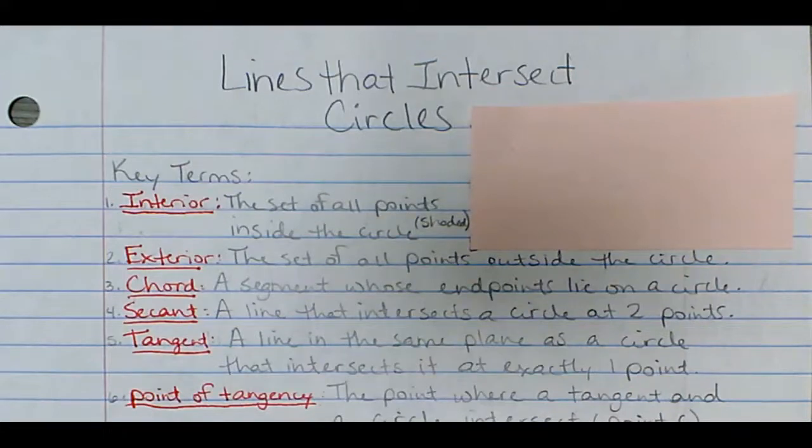If you haven't done so already, please take out a sheet of notebook paper. Because we can't make copies, we're going to make do with what we have. We're going to copy down our notes on notebook paper today, and we'll glue them in a few days. So please take out a sheet of notebook paper, title it Lines That Intersect Circles.